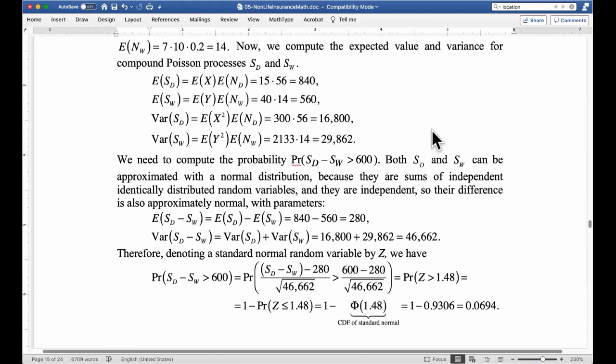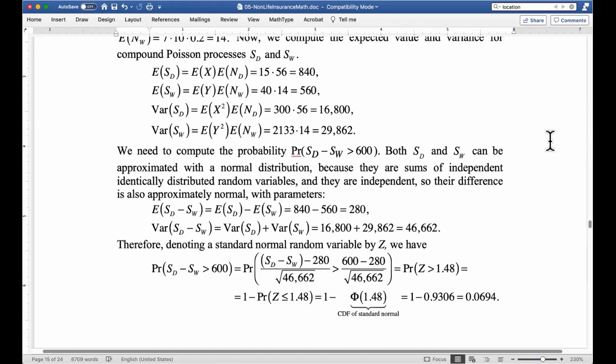So it's 15 times 56, so it's 840, and 40 times 14, so it's 560. The second moment of X is 300, so it's 300 times 56, 16,800. Second moment of Y is 2133 times 14, which is 29,862. And we need to compute the probability that S sub D minus S sub W is greater than 600.